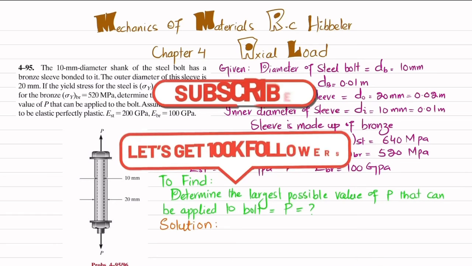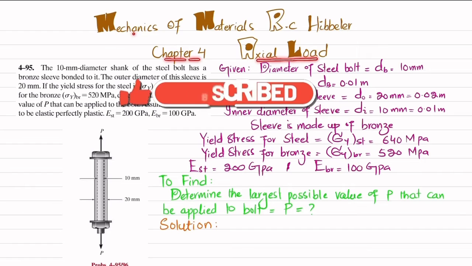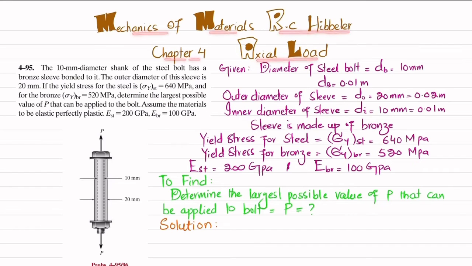Welcome back. In this video, we are going to solve problem 4-95 that is taken from chapter number 4, axial load, and the book name is Mechanics of Materials by R.C. Hibbeler. So the statement is: the 10 millimeter diameter shank of a steel bolt has a bronze sleeve bonded to it. The outer diameter of this sleeve is 20 millimeter. If the yield stress for steel is 640 megapascal and for bronze it is 520 megapascal, determine the largest possible value of P that can be applied to the bolt. Assume the material is perfectly plastic. Elasticity of steel is 200 gigapascal and for bronze it is 100 gigapascal.